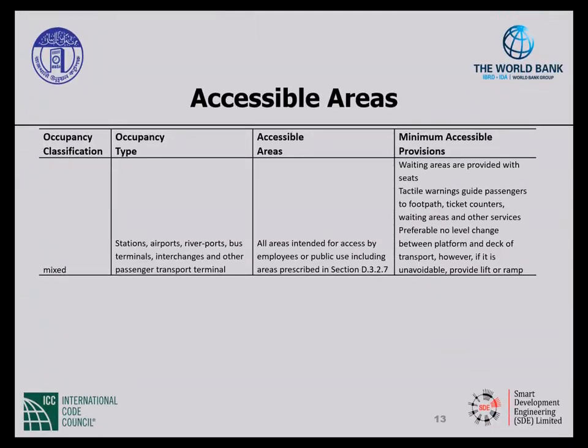In public transportation stations, airports, riverports, bus terminals, interchanges, and other passenger transport terminals, all areas intended for access by employees or public use, including areas prescribed in section D.3.2.7, shall be accessible. And the waiting areas should be provided with seats. Tactile warnings should guide passengers to footpath, ticket counters, waiting areas, and other services. And there should preferably be no level change between platform and deck of the transport. However, if it is unavoidable, provide that level change by lift or ramp.